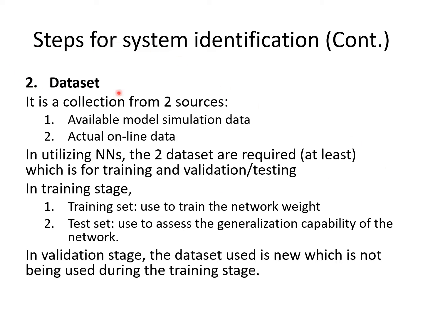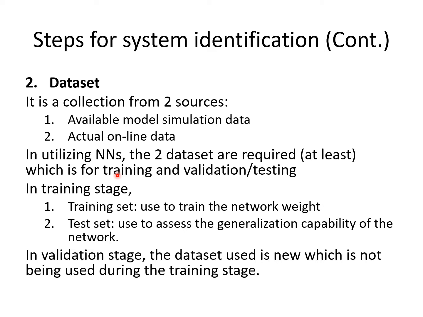The second is to get the data sets for us to train the network. Training means basically to optimize the network, so that we mainly optimize the weights. Once we get the optimized weight with the topology, that is the network that we want. Okay, so we can get data from model simulation, which in this class we will get from simulation, or if we have online data, or we can combine both of them. And in utilizing the neural network, the two data sets at least are required. One is for training and one is for validation.